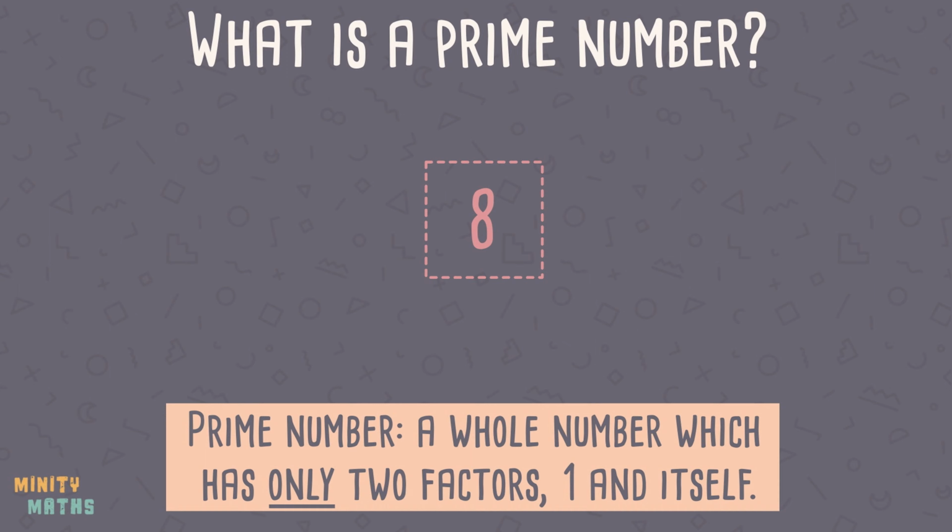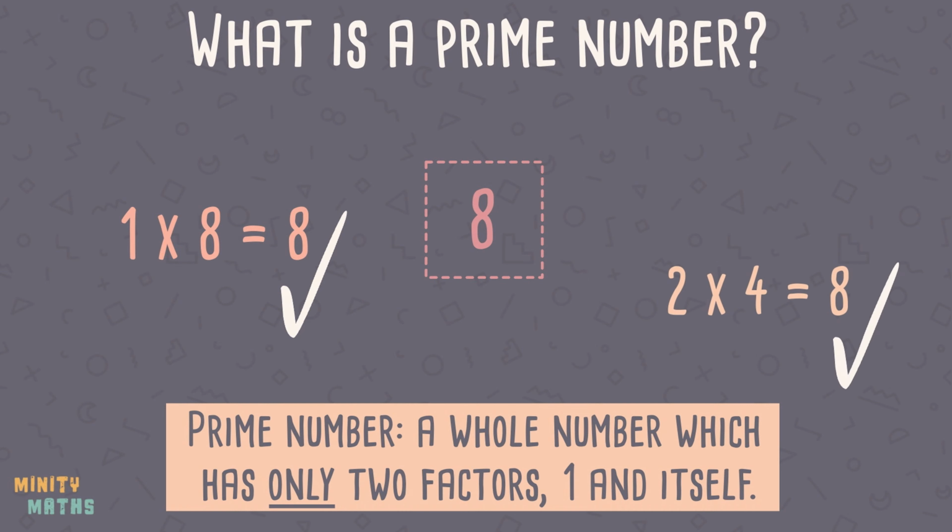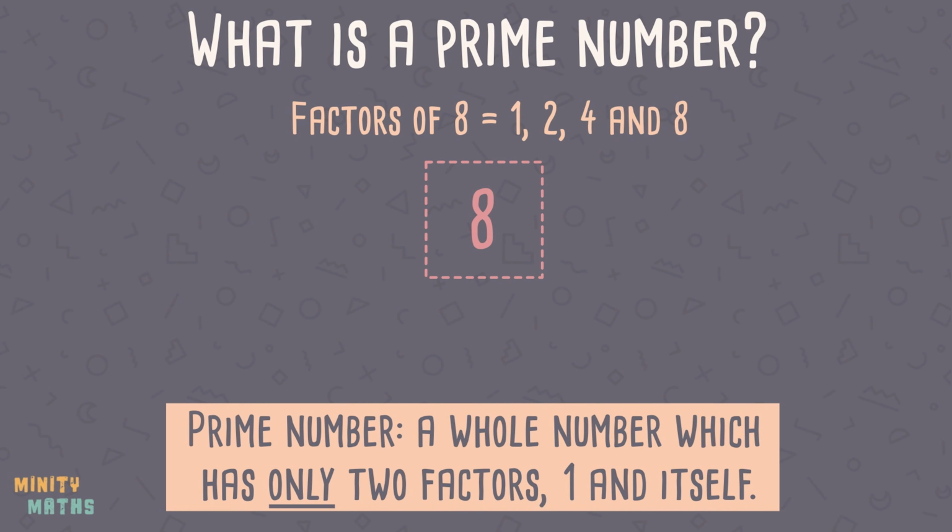Eight is not a prime number because we can multiply 1 by 8, and 2 by 4. Eight has 4 factors, so is therefore not a prime number. Numbers with more than 2 factors are called composite numbers.